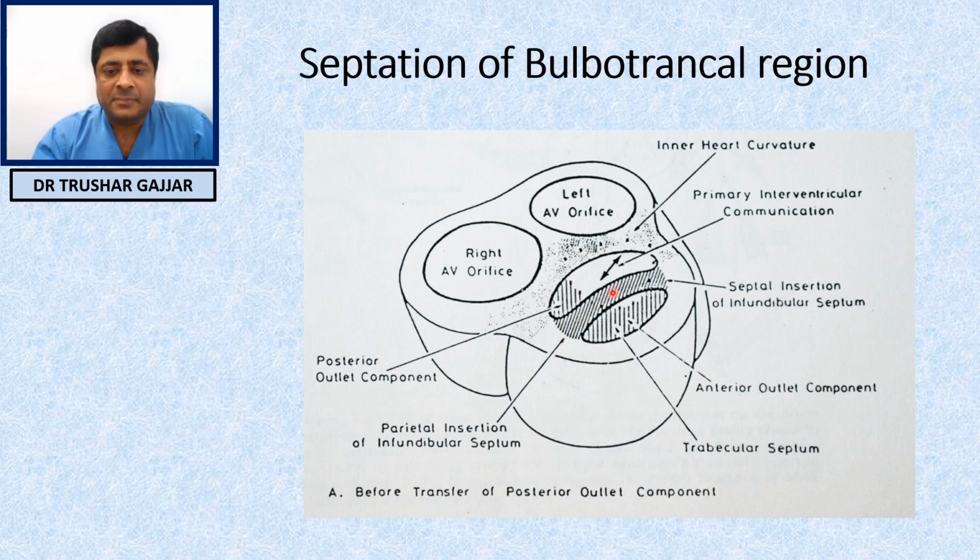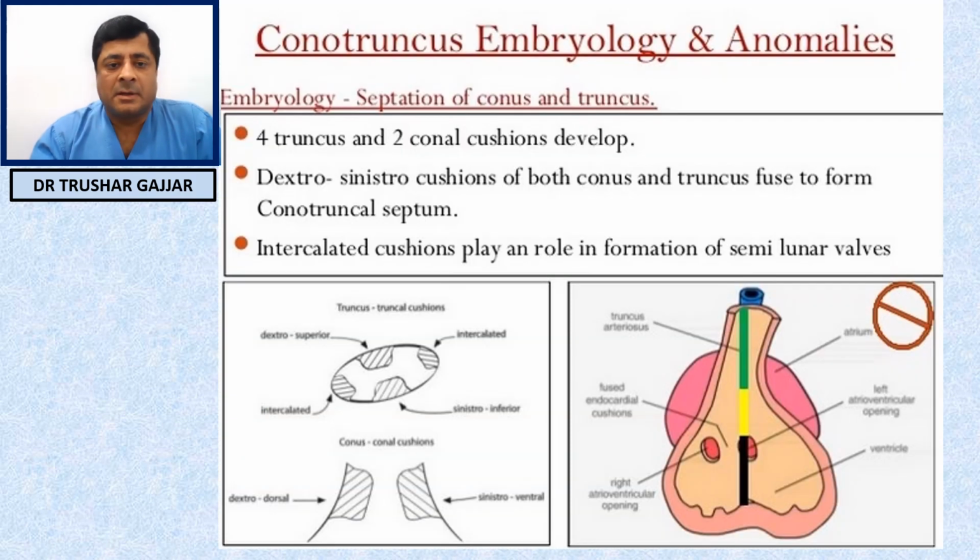As we saw earlier, the bulbotruncal junction by two lateral cushions gets divided into anterior and posterior parts. So there are four truncal and two conal cushions that develop. They are dextro-sinistro cushions of both conus and truncus, and they fuse to form the conotruncal septum. These interlaced cushions play a role in formation of the semilunar valve. As we saw earlier, there are four cushions, they are interlaced, and they will form the semilunar valve.